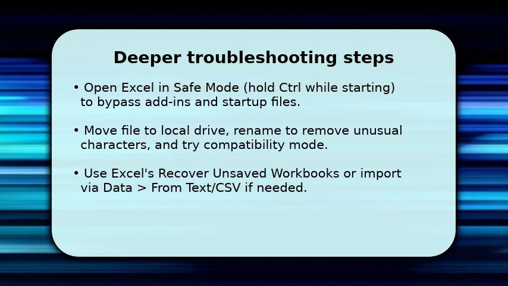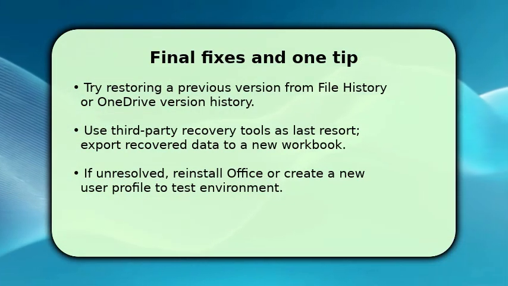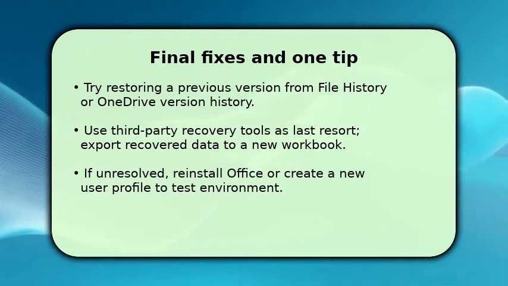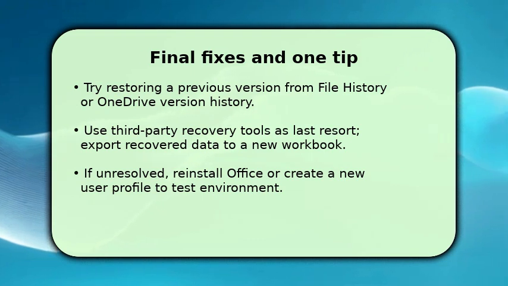manually. Finish by restoring a previous version from file history or OneDrive version history. That often undoes corruption. If the older file opens, export sheets into a fresh workbook and save. As a last resort, consider a reputable recovery tool to extract data, then paste results into a new file.